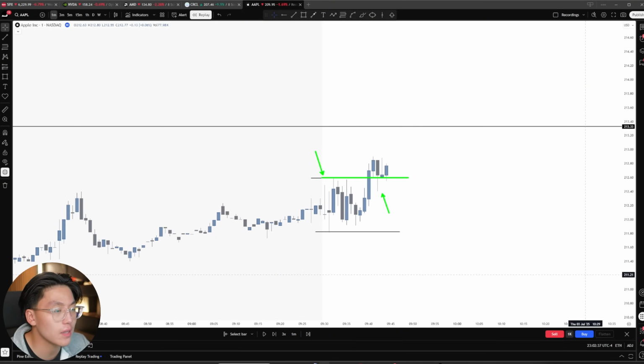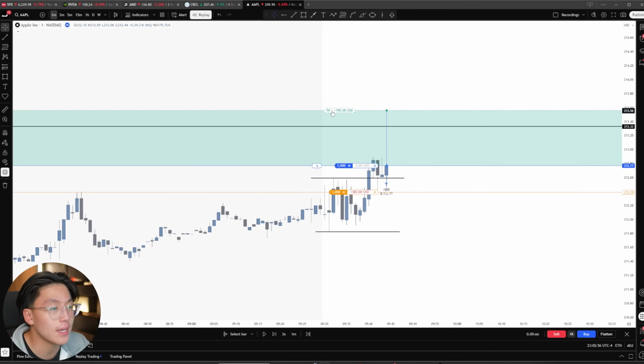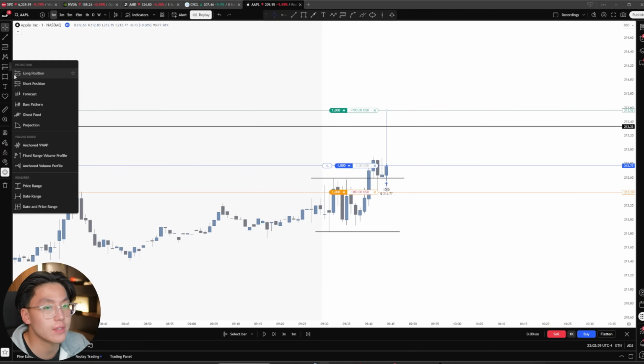You can also see the buyers are stepping in based off these lower wicks here as well. So this is where we can look to take a long position on Apple with a tight stop just to break below. And now we can look to target your previous day highs and above. Now let's play out the tape.